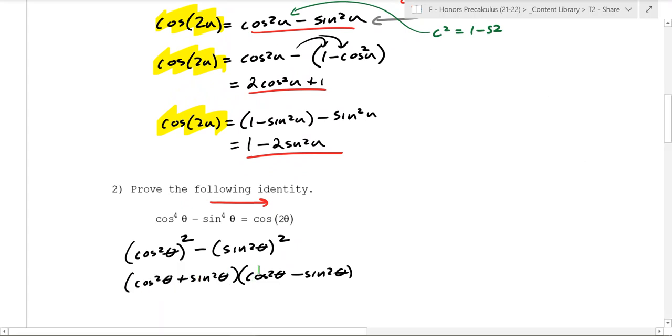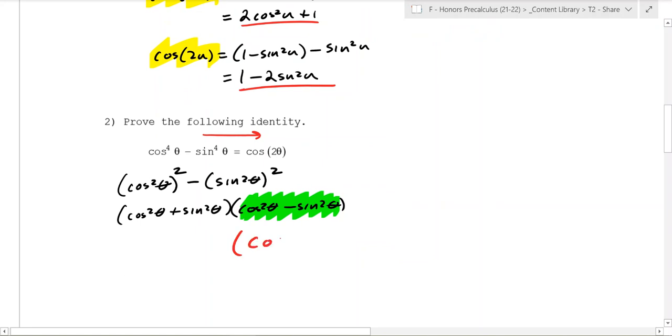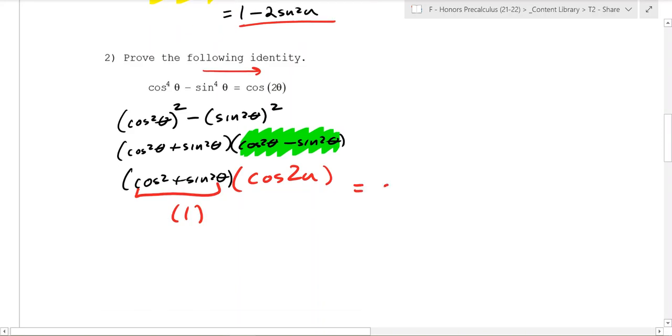Excuse me, I meant to highlight the other one. Cosine squared minus sine squared is right here. So this is cosine of 2u right here. And then we still have cosine squared plus sine squared. Well, what's that? We don't need to factor, because we know that by definition is Pythagorean identity 1. So this turns out to be cosine of 2u, or in this case 2 theta.